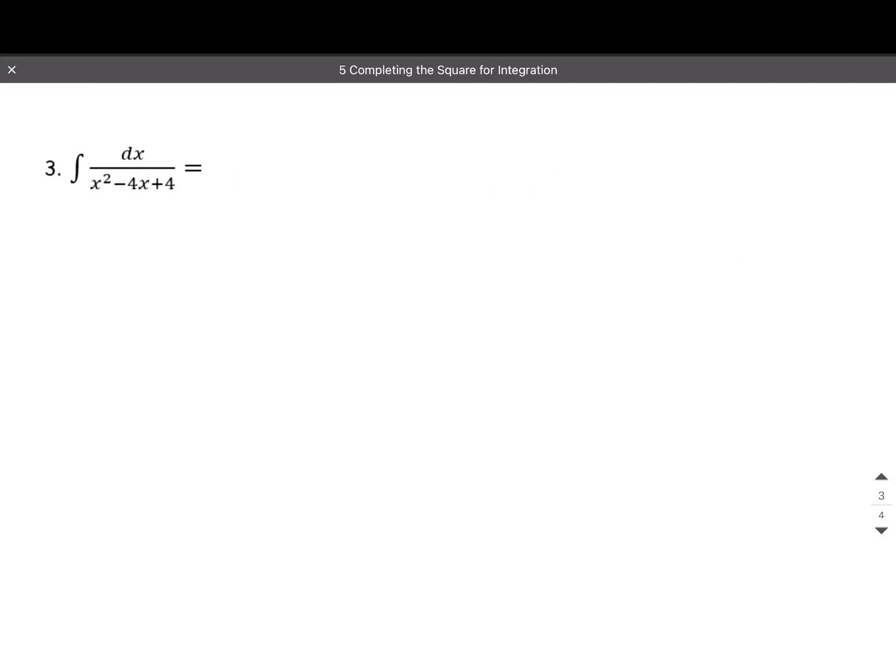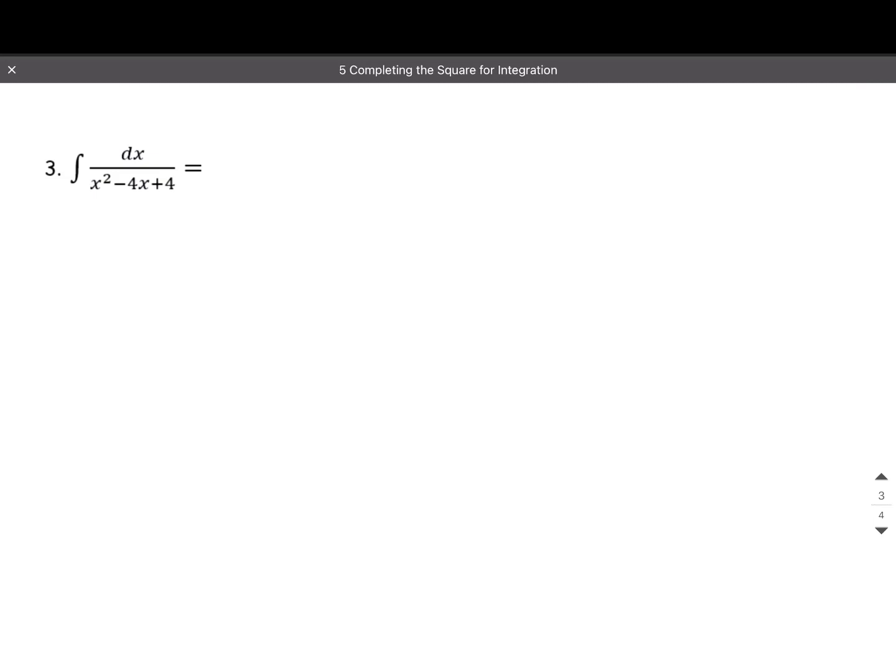Here's another one. Let's try this one. Okay, so again, if I look at that x squared minus 4x plus 4, if I let the denominator be u, my du dx is going to be 2x minus 4, and I don't have a 2x to cancel that out with, so I would have u's and x's. That's not going to be good. So we're going to try to complete the square.